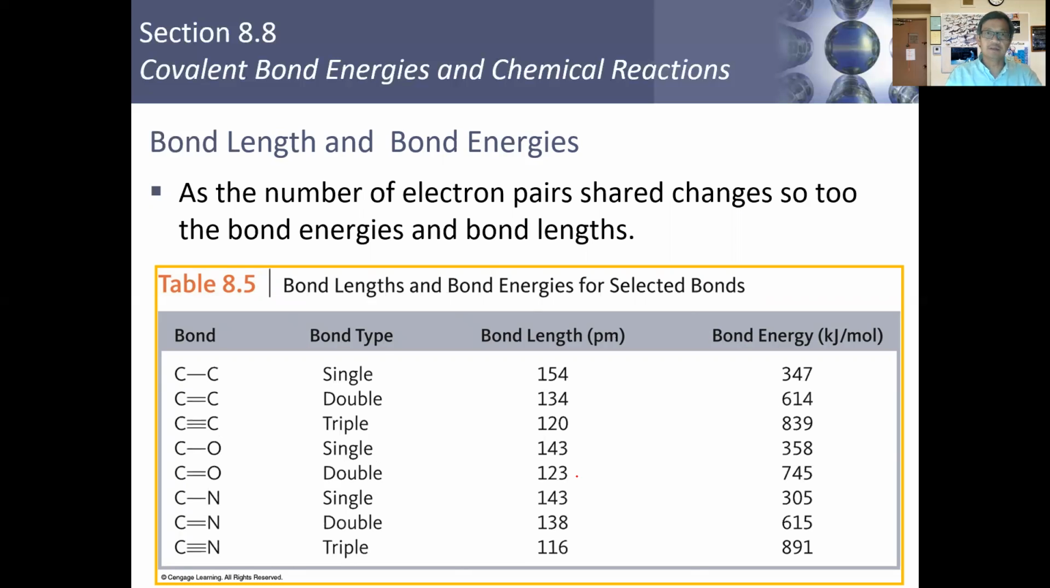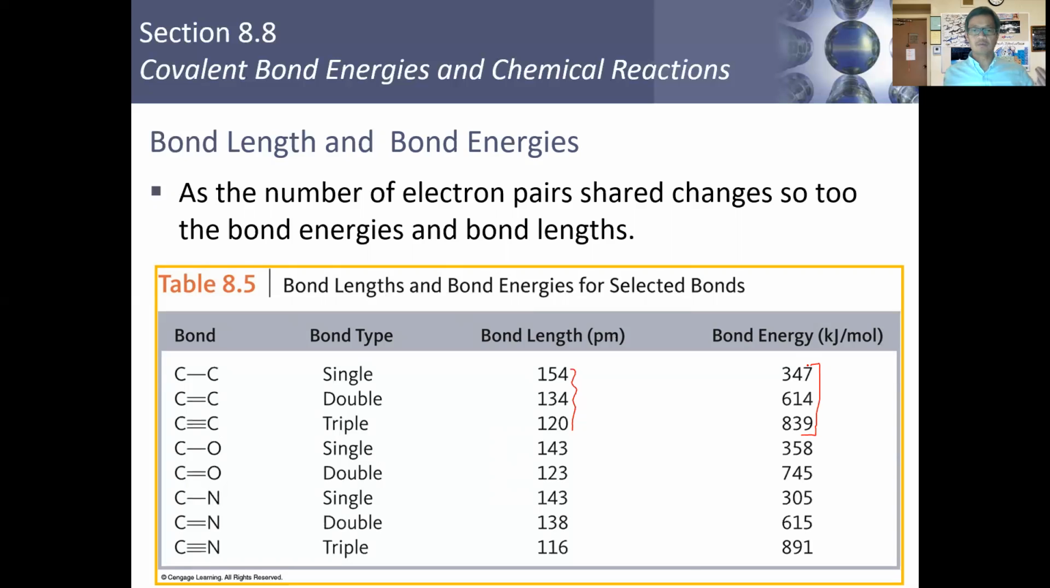We saw that the bond length is the distance between these two atoms. That changes as you change the type of bond, as well as the bond energy. If you look at the carbon interaction, single bond versus double versus triple, the bond length decreases as you increase the number of bonds. As you have more interactions between these atoms, the bond length decreases, but the bond energy increases. Make sure you keep that in mind, which makes sense: if you have more bonds holding atoms together, you expect it to be stronger.